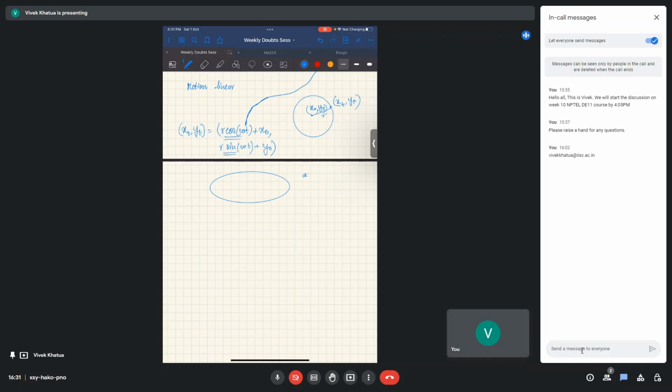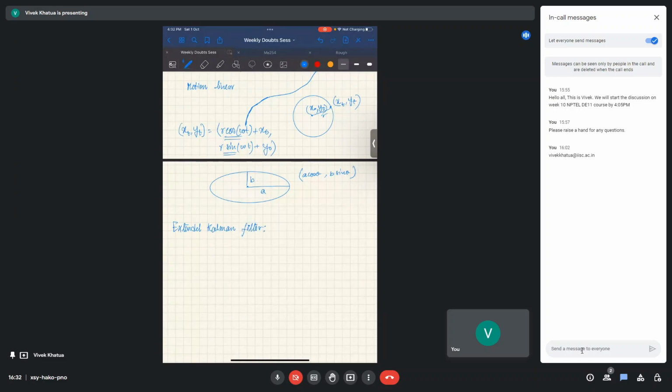This would be something like a cos theta, b sin theta, right? A and b are the major and minor axes. So we cannot linearize this system. What we would do here is use something called the extended Kalman filter.